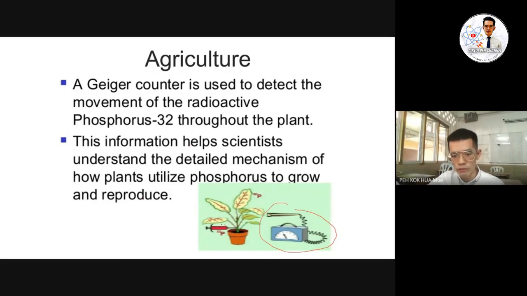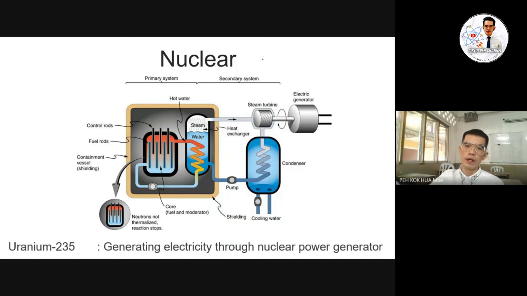You can see here we have injected phosphorus-32 into the plant, so the radioactive rays will move through the whole plant. So we can see whether the plant is able to absorb the phosphorus well or not. Okay, so this is the nuclear power generator. This is also one of the knowledge you will discuss in detail in your Form Five physics. We are using uranium-235 to generate electricity. How uranium generates electricity, you can get from physics.